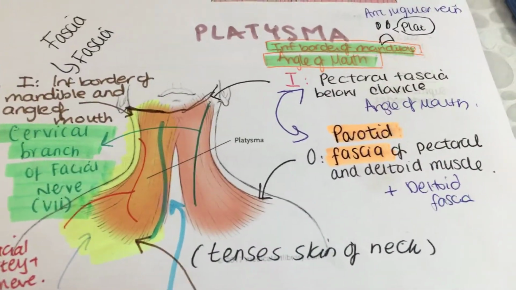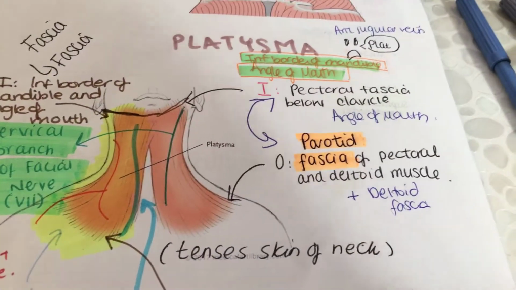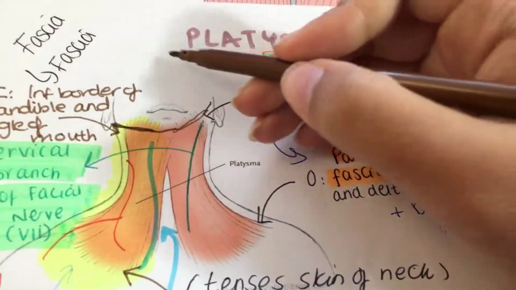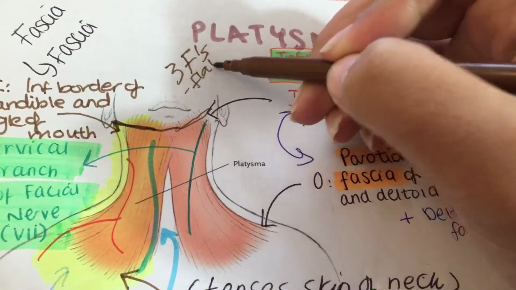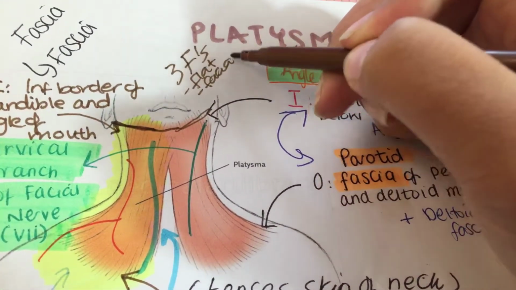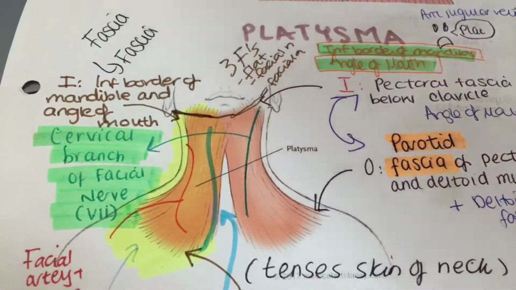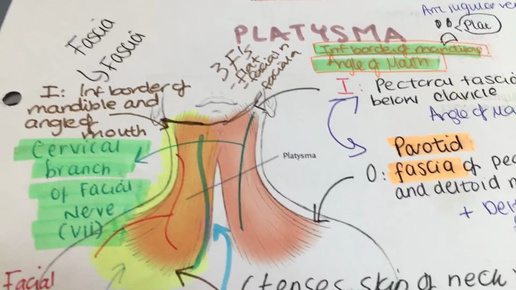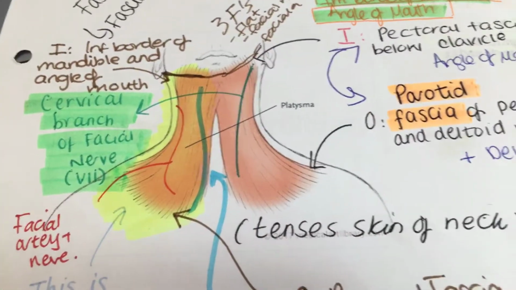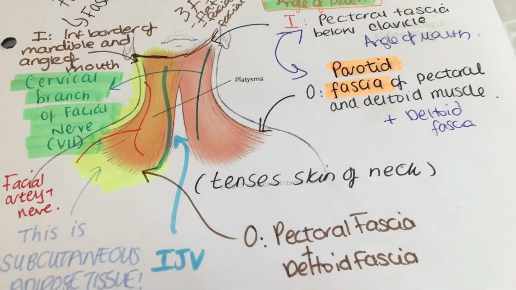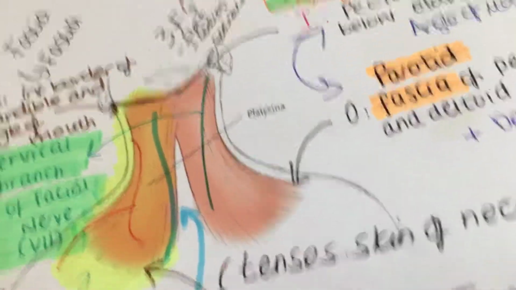And in terms of the innervation, the platysma is innervated by the F's. So the platysma is flat. So you have to remember three F's for the platysma. It's flat, and then it's the facial nerve, and it's the facial artery. And the facial nerve is the ramus colli, or cervical branch of the facial nerve, which is cranial nerve 7, and the facial artery.